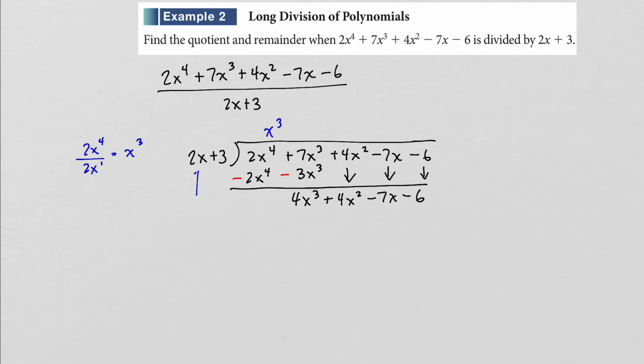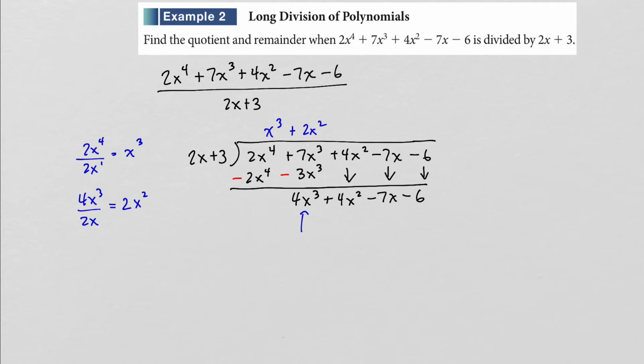We focus on the first term here and the first term here. So we take 4x cubed divided by 2x. 4 divided by 2 is 2. X cubed divided by x is x squared. So when we divide 4x cubed by 2x, we get positive 2x squared, and that goes here.